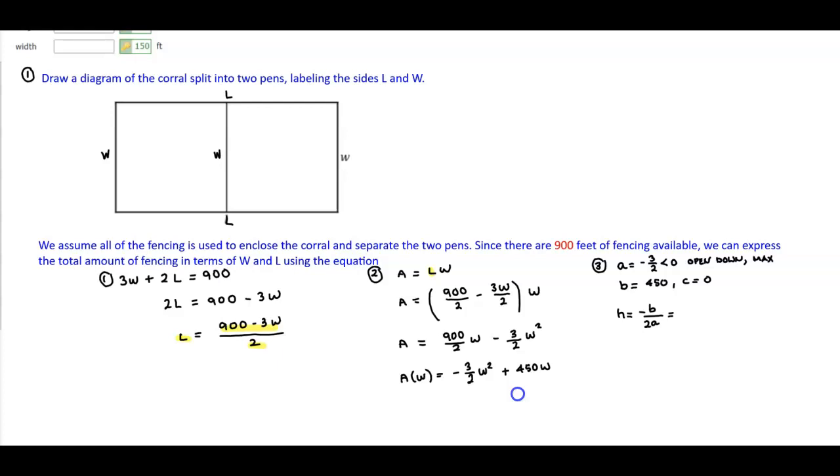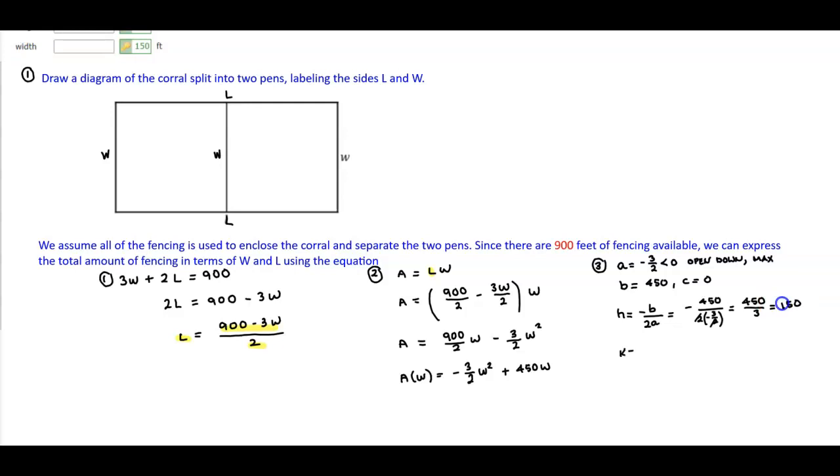So that's going to equal negative 450 divided by 2 times negative 3 over 2. In the denominator, the 2's cancel. We have a negative divided by a negative, so that becomes 450 divided by 3, and 450 divided by 3 gives you 150.